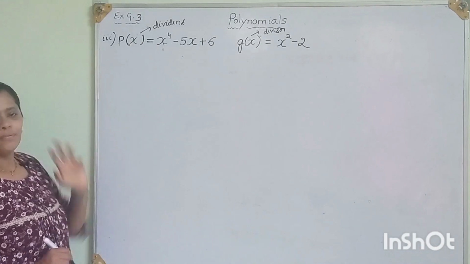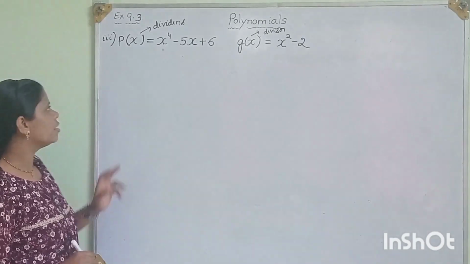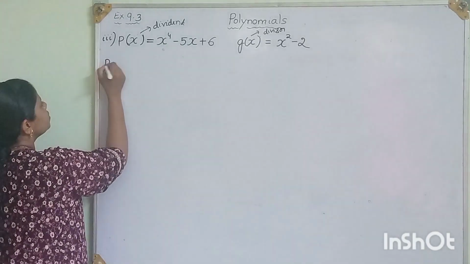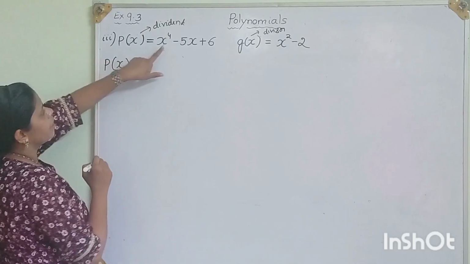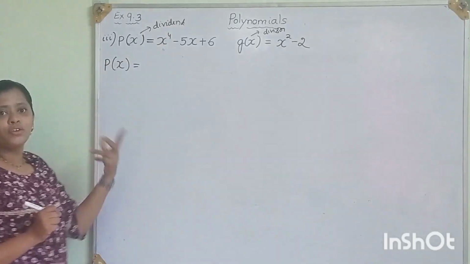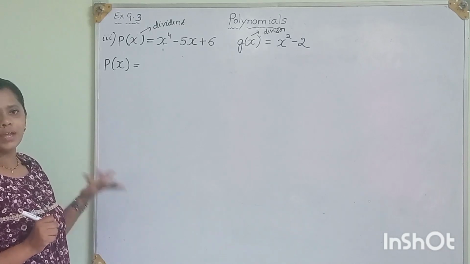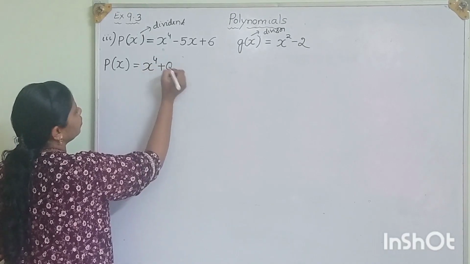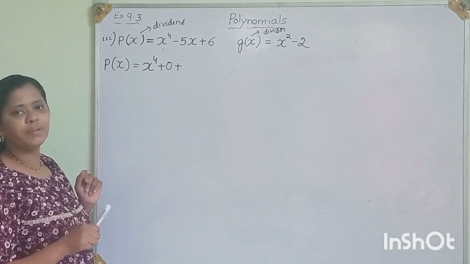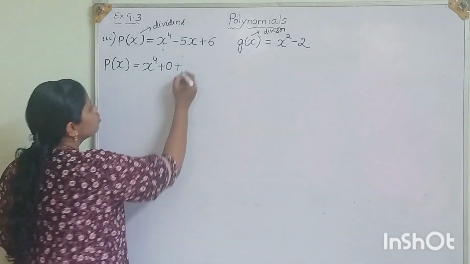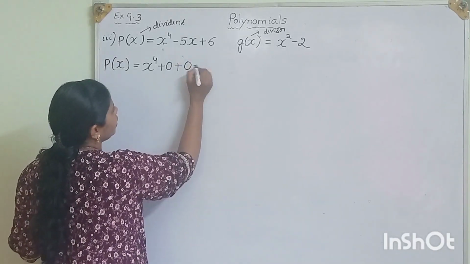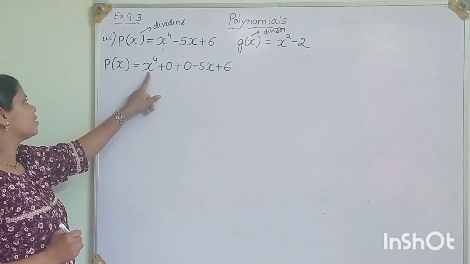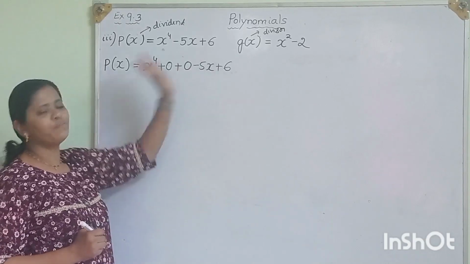Now, what is the first step? We have to check whether P of x is in order or not. P of x is x to the power of 4. Next, the cube term must come, isn't it? X to the power of 3 must come, but it is not there. So we will write x to the power of 4 plus 0. Then x square must be there, but it is also missing, so let me write 0. Minus 5x plus 6. Okay?